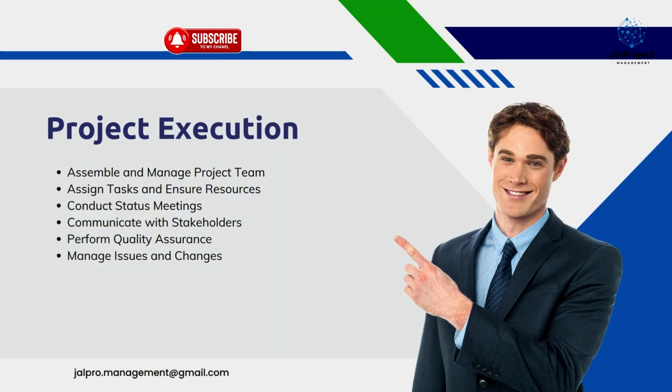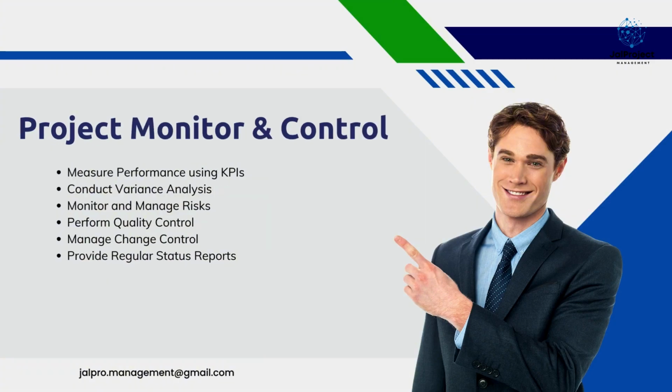Let's continue. Quality assurance is performed to ensure that deliverables meet the required standard, and issue management involves identifying and resolving any problems that occur. Managing changes to the project scope, schedule, or resources is also a critical activity in this phase. The next phase is monitoring and control.